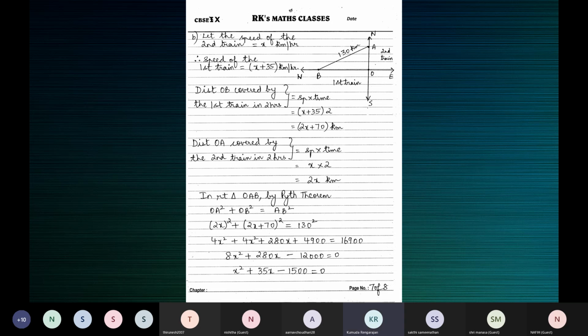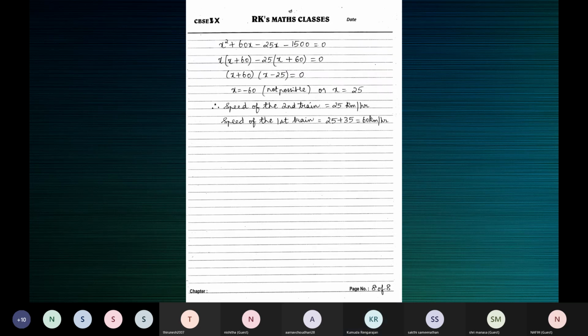Okay. So Pythagoras theorem will help you to find the value of x. X is equal to 25. So the speed of the second train is 25 kilometers per hour. And the first train is 25 plus 35, 60 kilometers per hour.